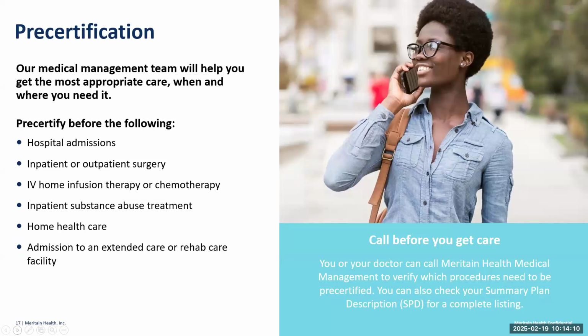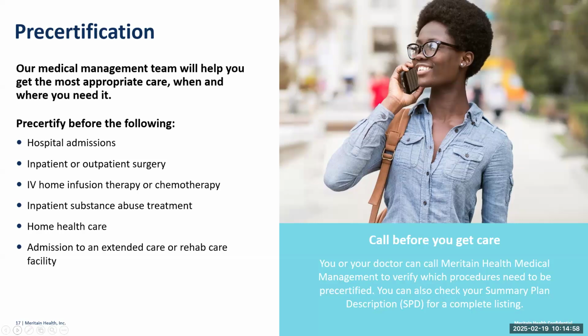Next one is pre-certification. So this is something to keep in mind. If you know that you're going to have any kind of hospital admission, an inpatient or even outpatient surgery, IV home infusion therapies, chemotherapies, inpatient substance abuse, home health care, definitely try to call and see if any of those things require pre-certification. You could call the customer service line, again, that's on your ID card. But when you think of these kinds of things that you're going to possibly have to do, definitely think pre-certification, because we want to make sure that's done prior to the services rendered, just because we don't want any delays in the claim processing.